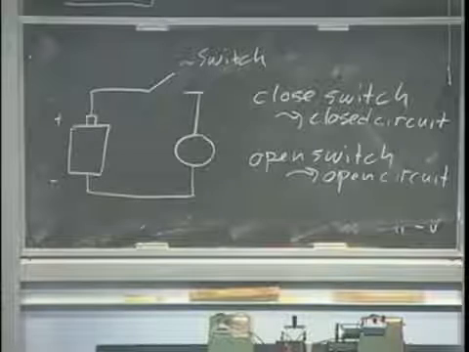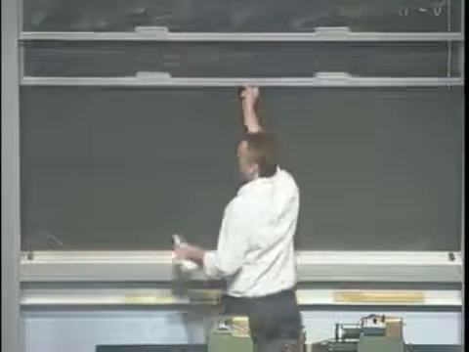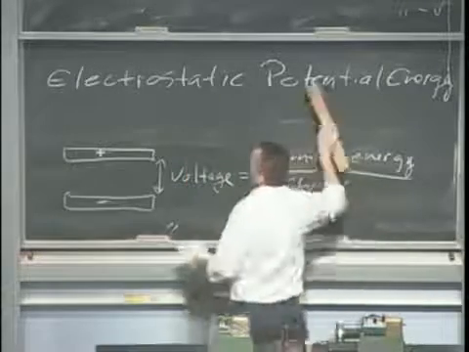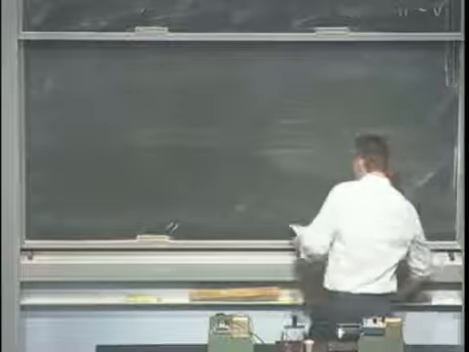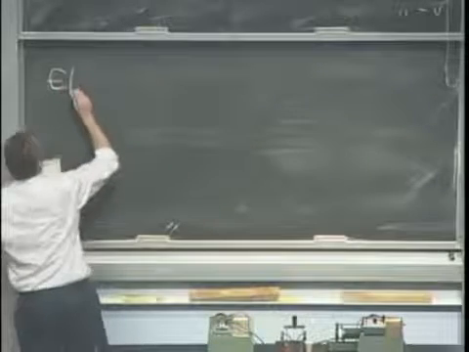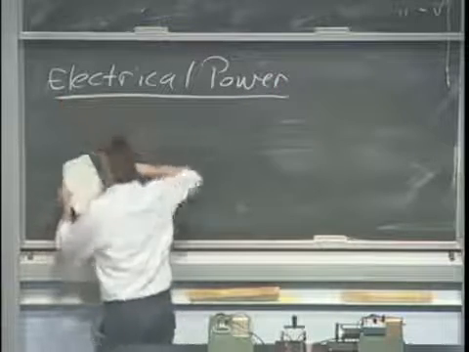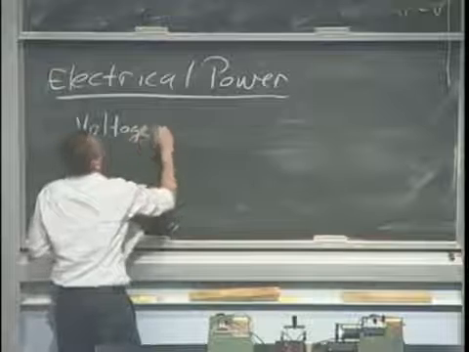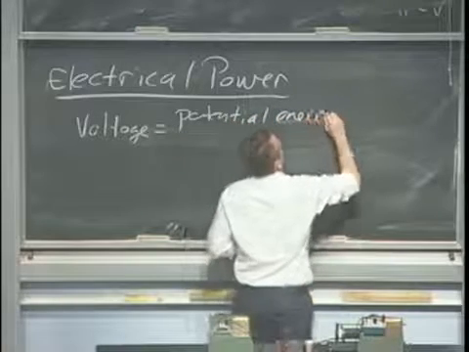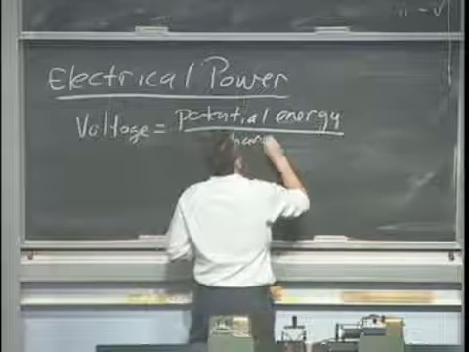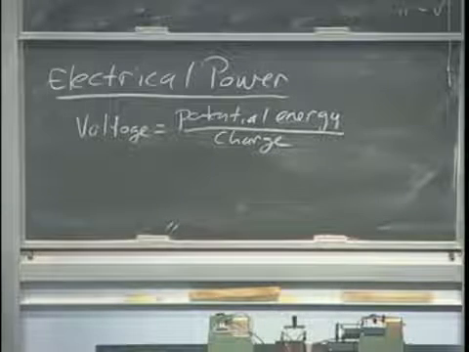Now let's talk a little bit about the power that's being transferred. Okay. Remember that electrical power, let me just write this section here. So electrical power, so voltage is equal to the potential energy per unit charge. Okay. So that's the amount of energy that each unit of charge would have if it were allowed to go between the terminals, between the positive and negative terminal.